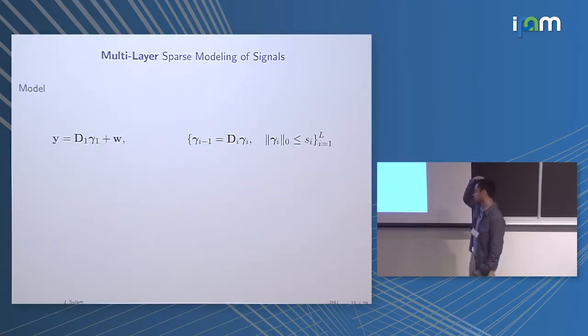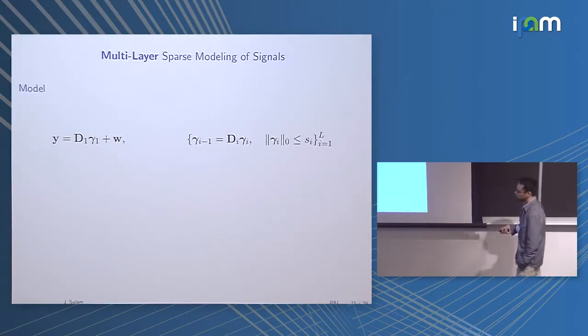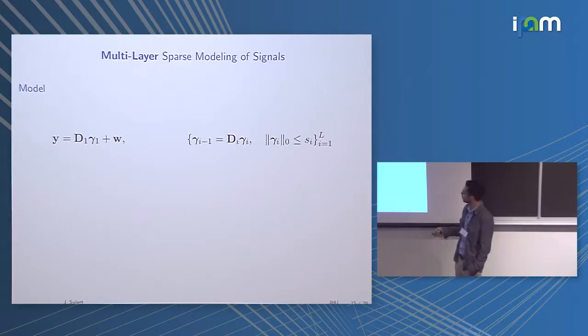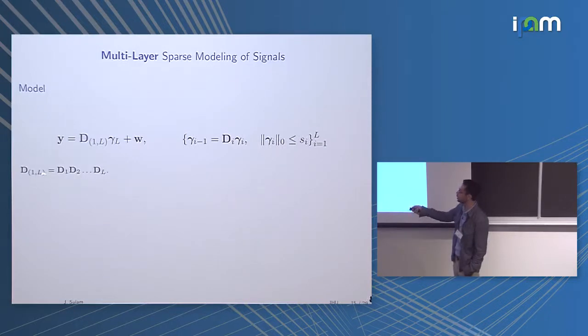So, moving a little bit forward in time, one can make the following observation. The signal that we get, which is D1 gamma 1, can also be written in terms of this effective dictionary for all layers, D from 1 to L, which is just the product of all these intermediate convolutional dictionaries. It's just one big linear system.